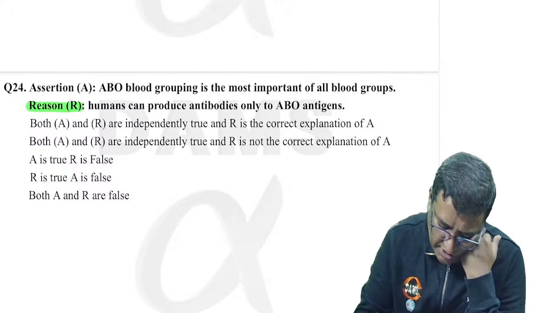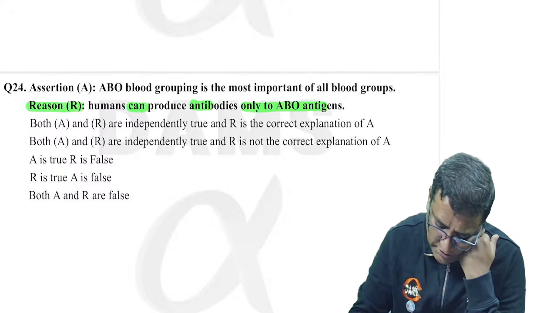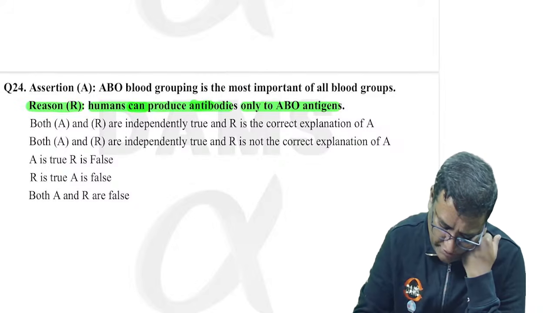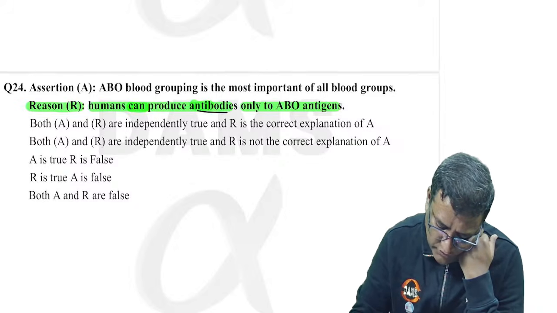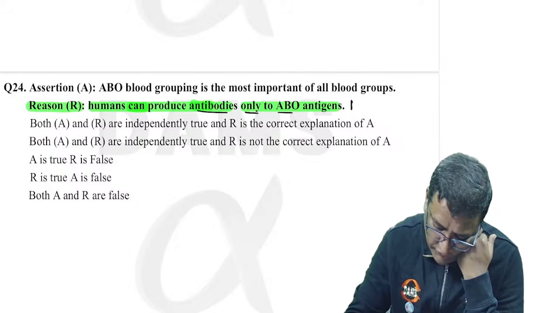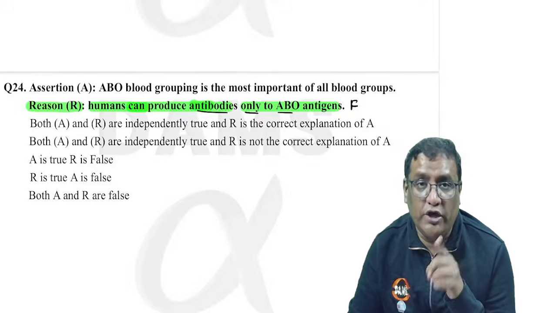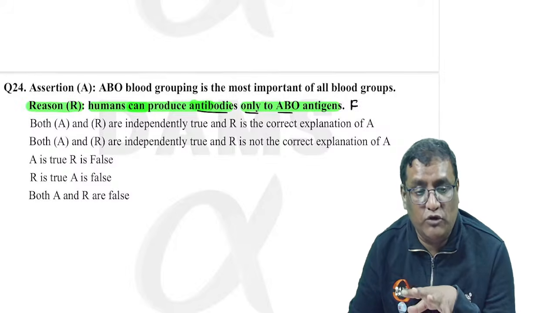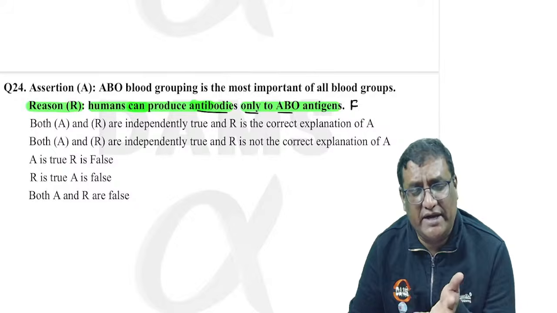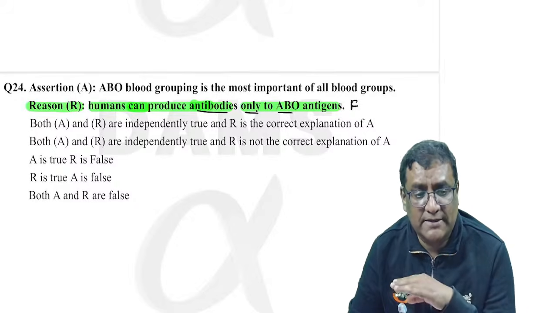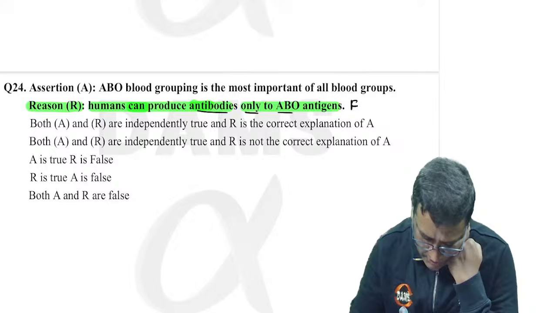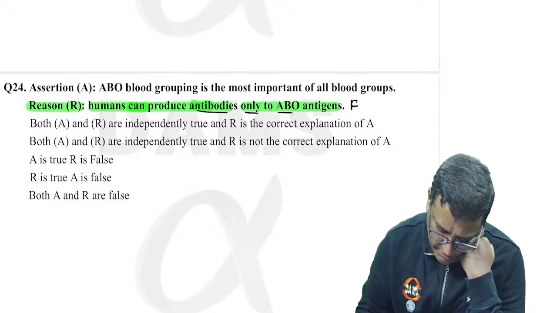So start with the reason. Humans can produce antibodies only to ABO antigen. Is it a true statement or a false statement? This would be false. Why? Because naturally occurring antibodies are only to ABO, but saying humans can produce antibodies only to ABO is false. Humans can produce antibodies to any antigen, but the only naturally occurring ones are to ABO. So R is false. The moment R is false, I am ruling out 3 options here.